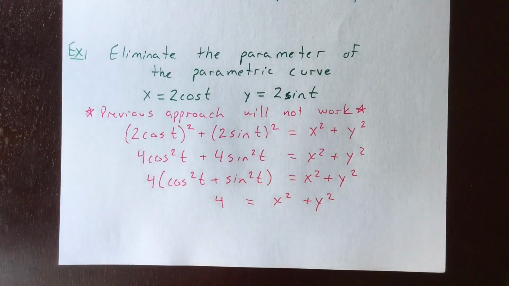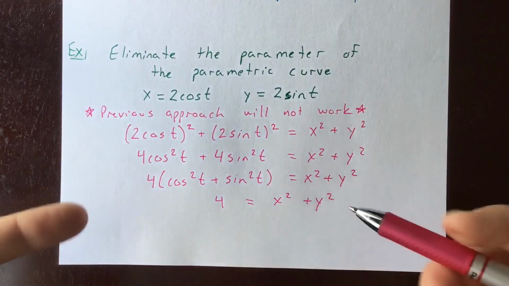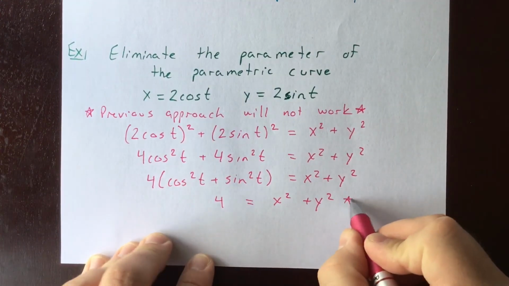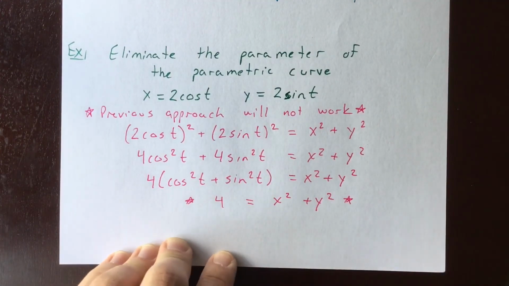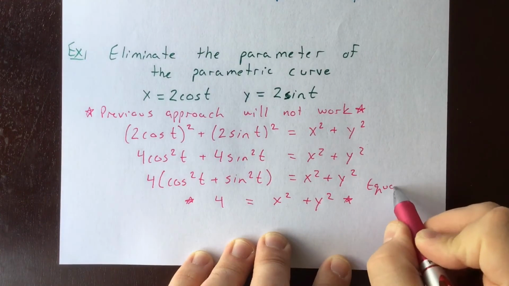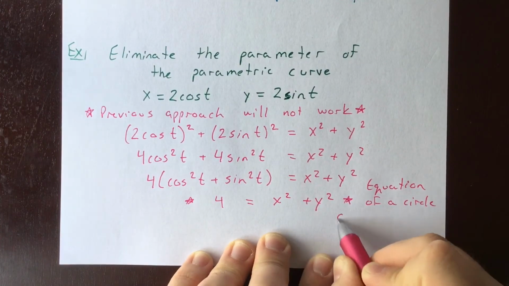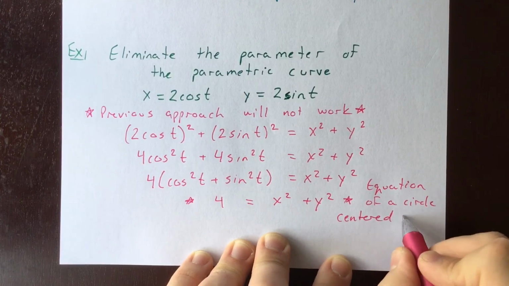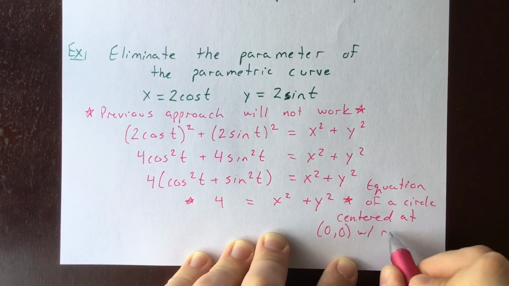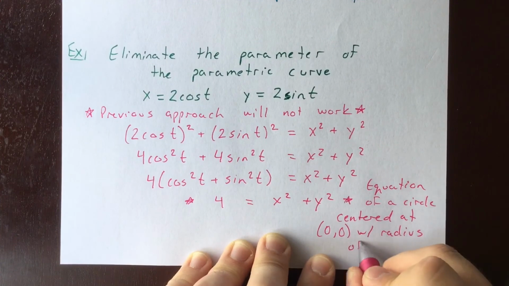So if you already looked at our graphing lesson, you got to the end, you knew that this was going to yield a circle. This format, we know from our algebra background, yields a circle. This is an equation of a circle centered at 0, 0, with radius of, see, it's equal to 4, so with a radius of 2.